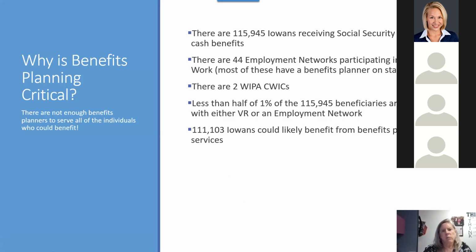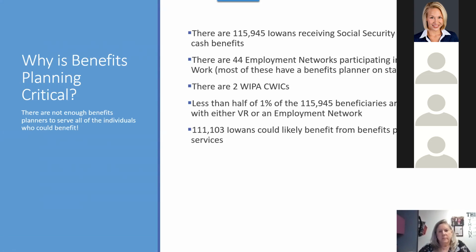And why is benefits planning so critical? Well, we know that there are not enough benefits planners to serve all of the people who could benefit from this. As of May 2019, there were 115,945 Iowans receiving Social Security disability cash benefits. This does not include people receiving a retirement benefit, just SSI or SSDI or concurrent beneficiaries. There are 44 employment networks participating in the Ticket to Work program in Iowa. Most of these have a benefits planner on staff, not always.